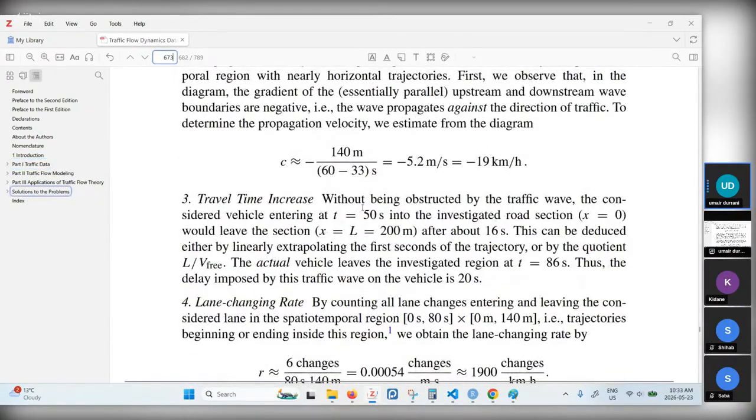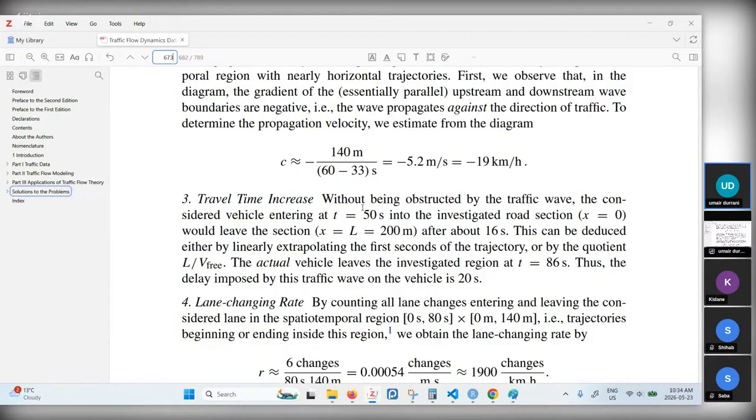Okay, travel time increased without being obstructed by the traffic wave. The considered vehicle entering at t equals 50 seconds into the investigated road section, x equals 0, would leave the section at x equals L equals 200 meters after about 16 seconds. This can be deduced either by linearly extrapolating the first seconds of the trajectory or by the quotient L over V free. The actual vehicle leaves the investigated section at t equals 86.